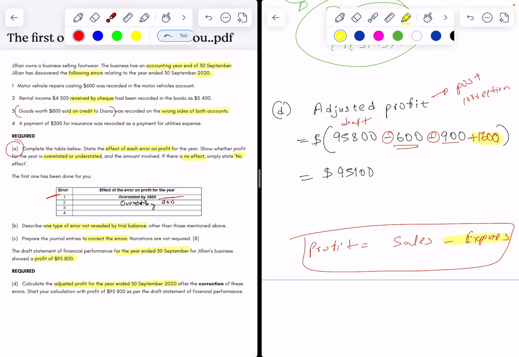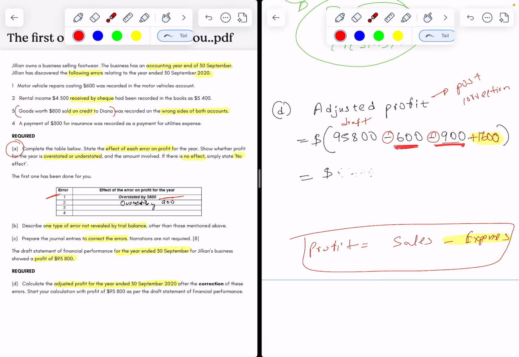And for error number 4, it's just that one expense is reduced and simultaneously another expense is increasing, which would obviously result in no effect in the adjusted profit calculation. So what we have to do now is simply find the adjusted profit. So 95,800 minus 600 should give us 95,200. Then we subtract 900, which should give us 94,700, I suppose.